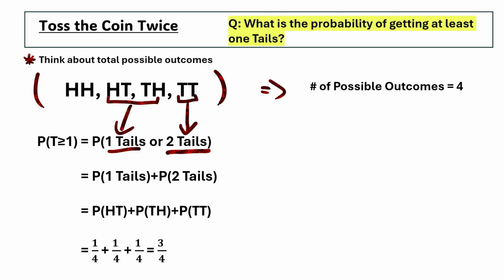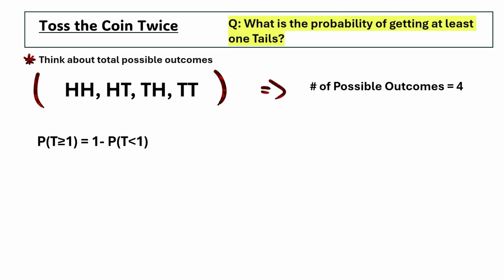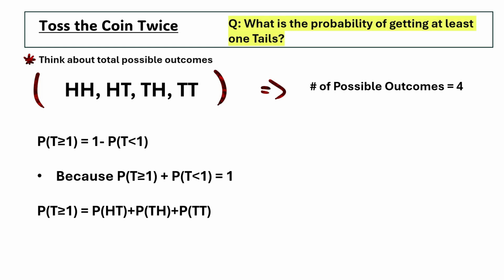Now, before moving on to the next question, I just want to share with you all that probability of getting at least one tails is going to equal 1 minus probability of getting less than one tail. And that's because P of at least one tail plus P of less than one tails is equal to 1. We just saw in this question that probability of getting at least one tail equals P of HT plus P of TH plus P of TT, right? We just did that.